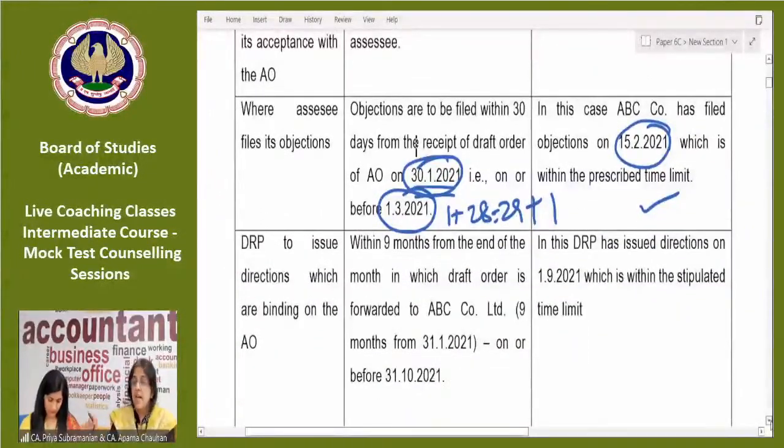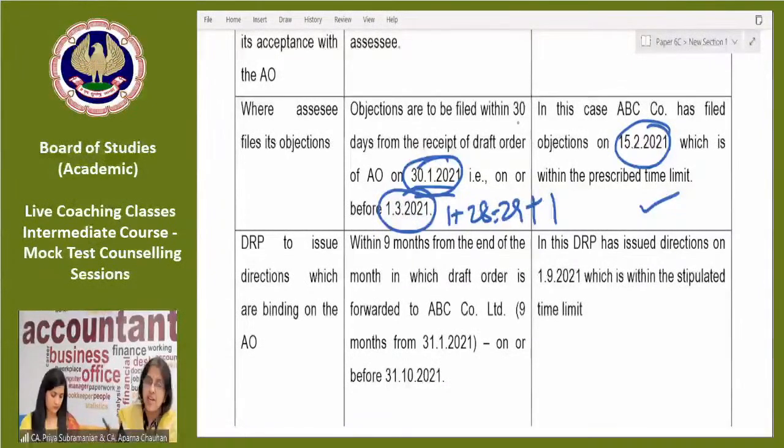So suppose the assessee had not filed the objections. Then what happens? Suppose it did not file any objections. Then within 1 month from the end of the month in which the 30-day period expires, the AO has to pass the order. But that is not applicable in this case because the assessee is filing objections.